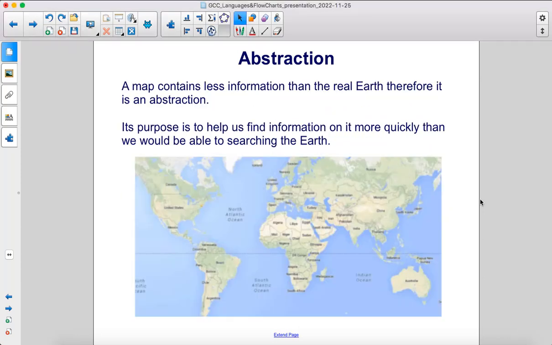A map contains less information than the real Earth. Therefore, it is an abstraction. Its purpose is to help us find information on it more quickly than we would be able to searching the Earth.